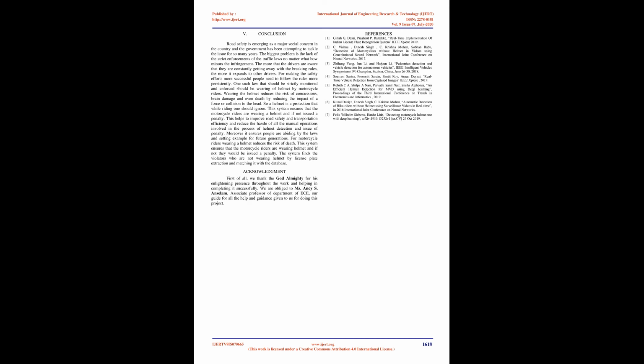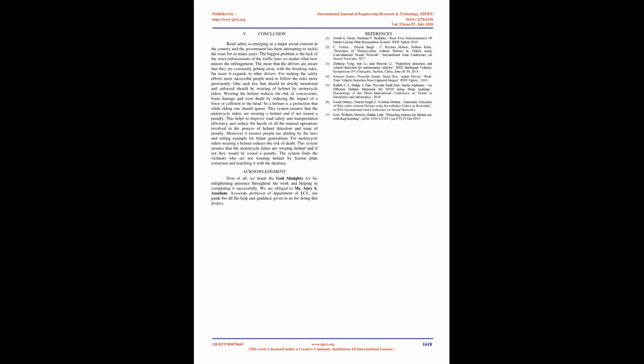B. Results. V. Conclusion. Road safety is emerging as a major social concern in the country, and the government has been attempting to tackle the issue for so many years. The biggest problem is the lack of strict enforcement of the traffic laws, no matter how minor the infringement. The more that drivers are aware that they are constantly getting away with breaking rules, the more it expands to other drivers. For making the safety efforts more successful, people need to follow the rules more persistently. One such law that should be strictly monitored and enforced is the wearing of helmets by motorcycle riders.